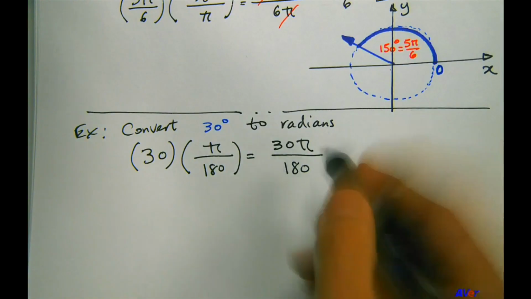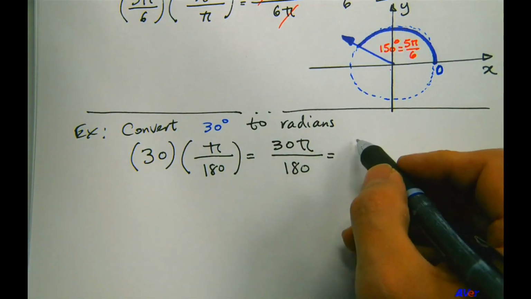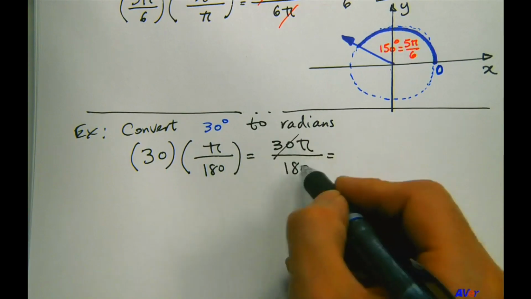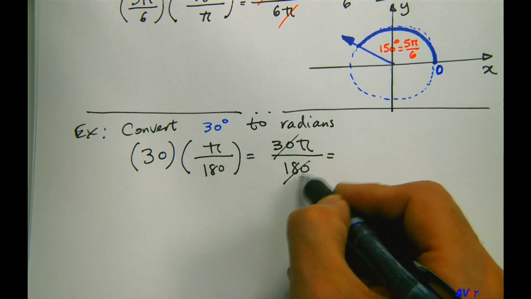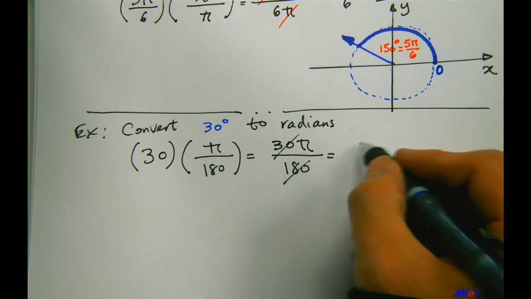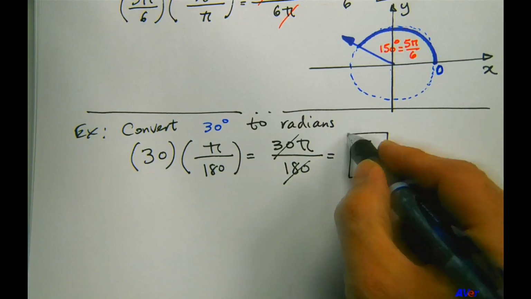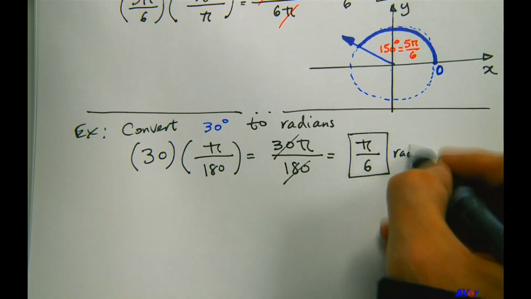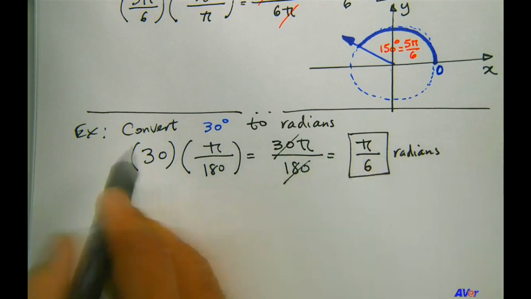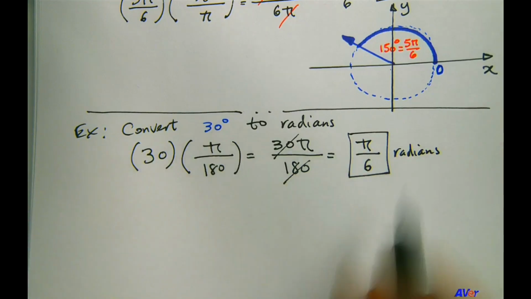Okay, so after simplifying, what do we get? The 30 cancels out with the 30 factor of 180. We're left with 6 in the denominator. So ultimately we have pi over 6 in radians, of course. Right? So 30 degrees is pi over 6 radians.